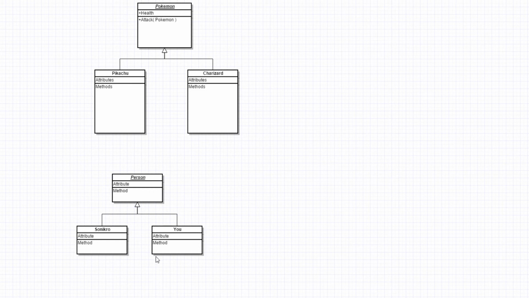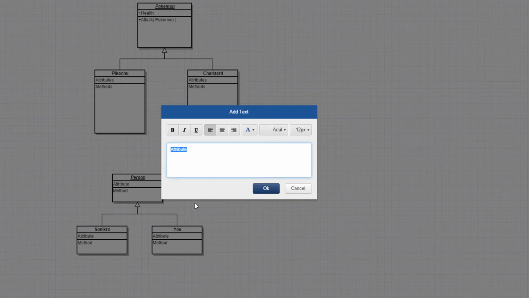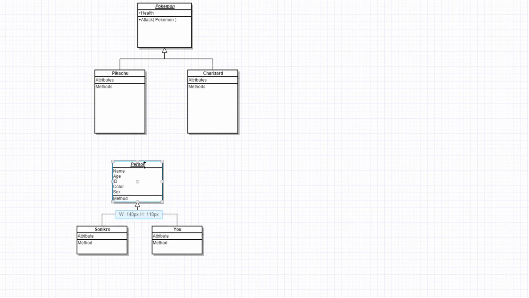We are two different people, but we all share the same characteristics. So we all have, I don't know, let's say we all have a name, we all have ages, we all have an ID, we all have color, sex, whatever. And what we did right here is we centralized our main attributes in one abstract class.